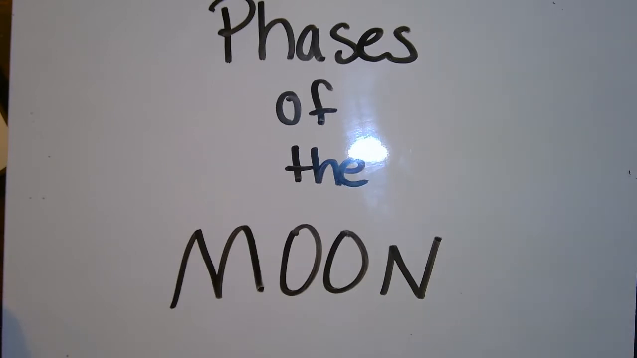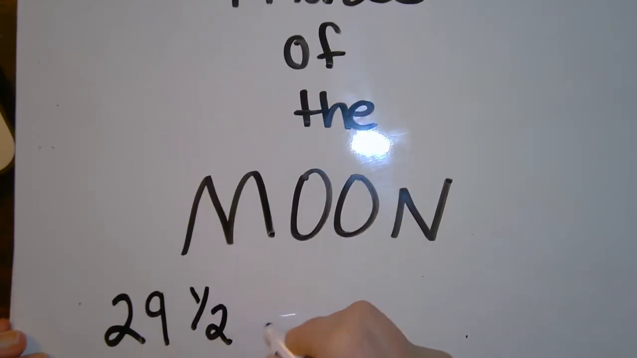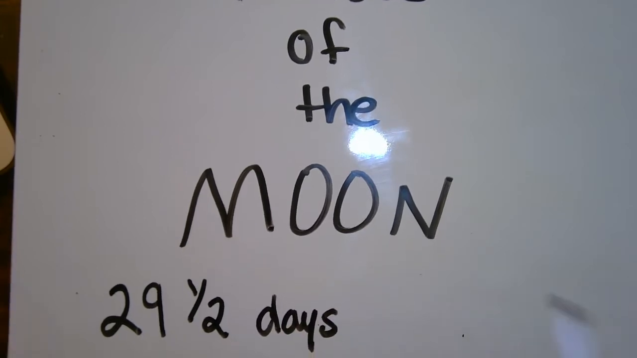And it rotates around Earth in about 29 and a half days, which is kind of funny. A funny number to know. 29 and a half days is how long it takes for the moon to go around the Earth.